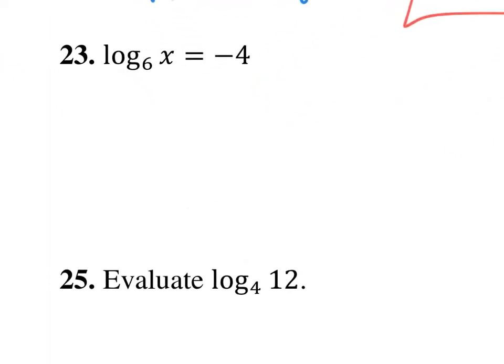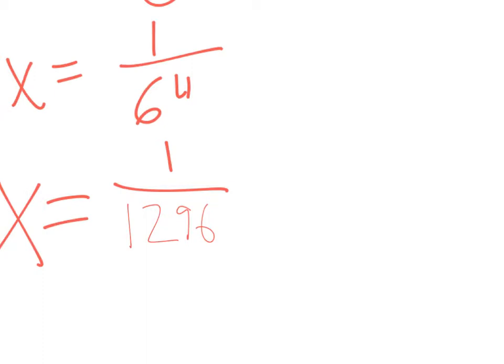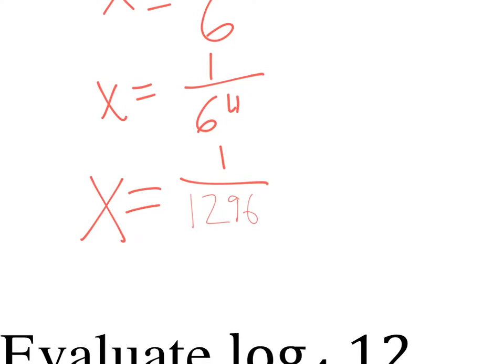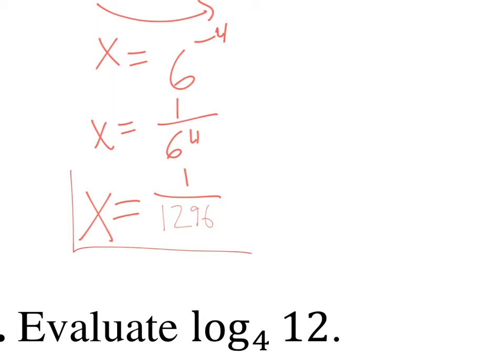All right, going to 23 here. Again, simple logarithm. Just use the definition. Swing that base around. x equals 6 to the negative 4th. Well, that's just x equals 1 over 6 to the 4th. And 6 to the 4th is 36 squared. So we got 1296, thanks to my son Caleb, who helped me work it out. All right, so there's our answer. Simplify it, leave it alone, there you go.